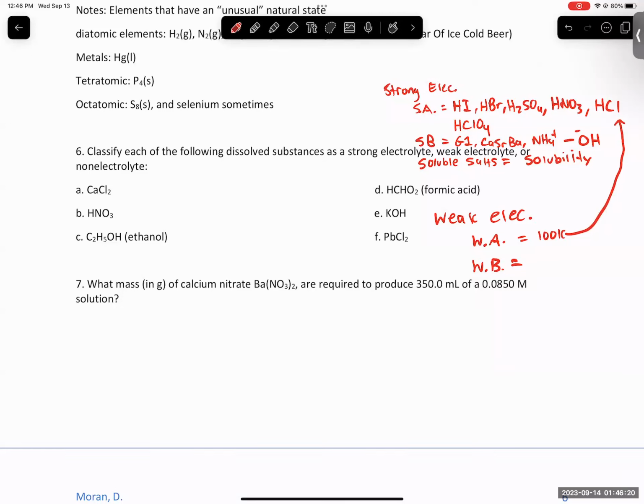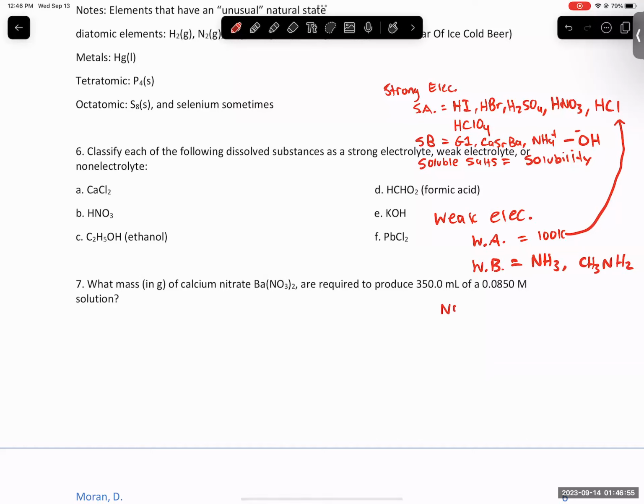Now, what about a weak base? Ammonia, yeah, we're talking about nitrogen based compounds. So ammonia, maybe something like this, methylamine. Basically, in this class, you're going to see nitrogen based compounds or organic compounds like methylamine as the weak bases. Okay?